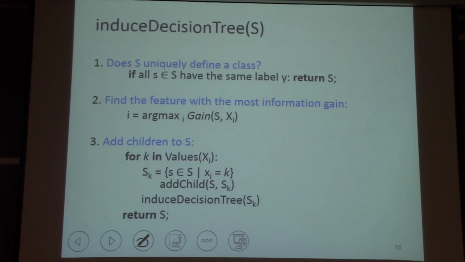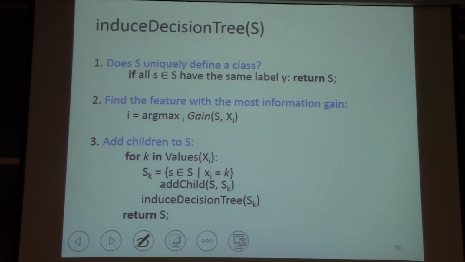And just to appease people who like seeing more program-like things rather than algorithms, here's a restatement of the same algorithm. So given a collection of examples that have labels, first you check whether that entire collection is uniquely defining a class. If every example in that collection has the same label, then you create it's not return S, it should be a leaf node with that label.